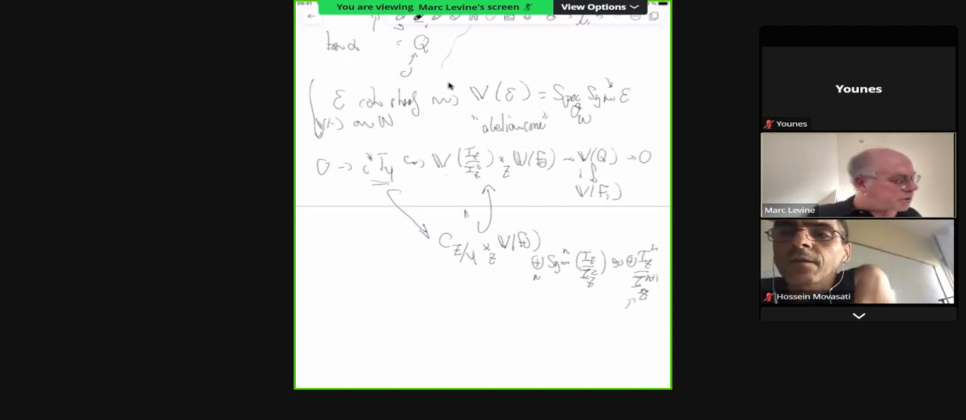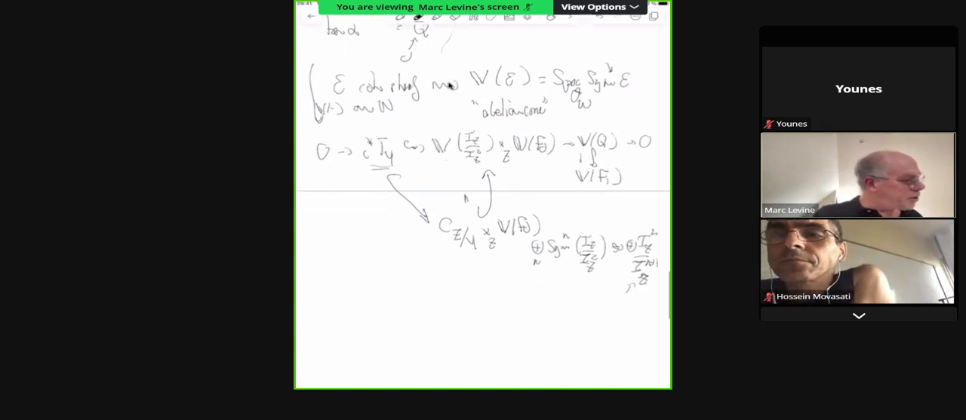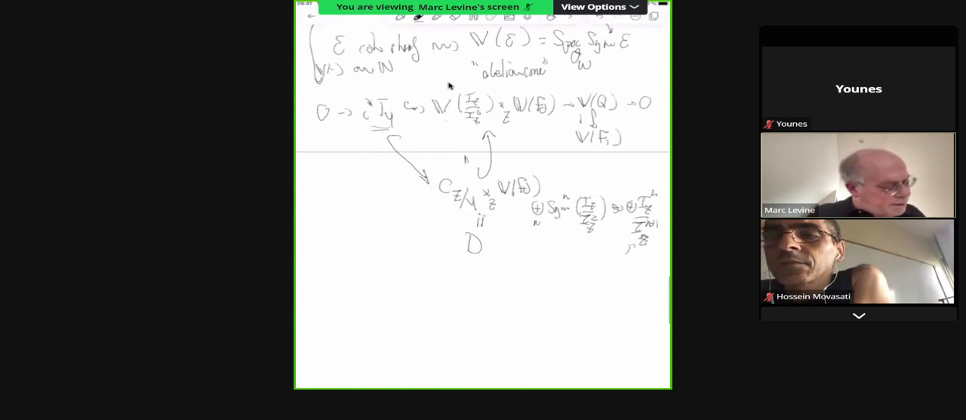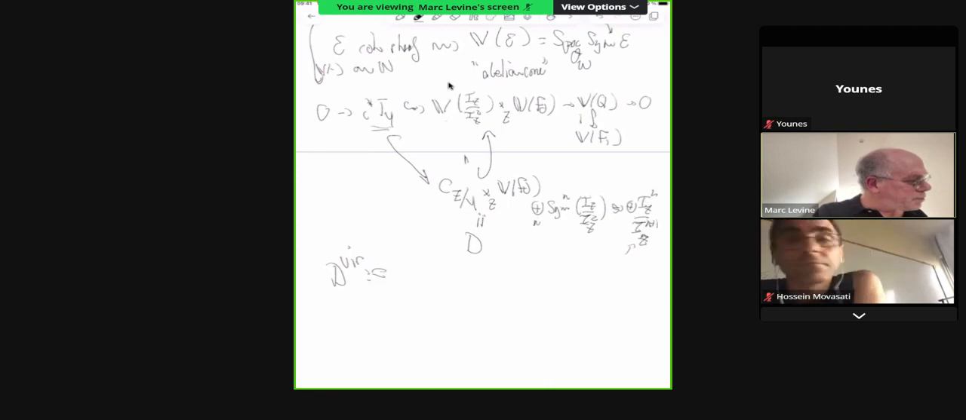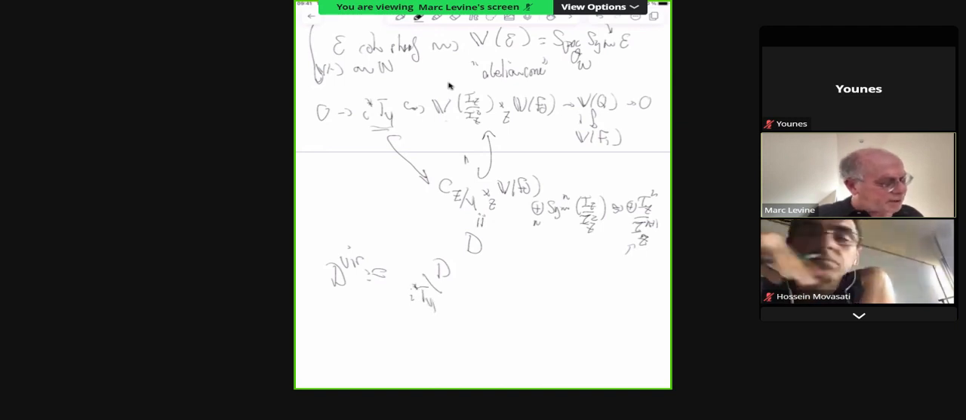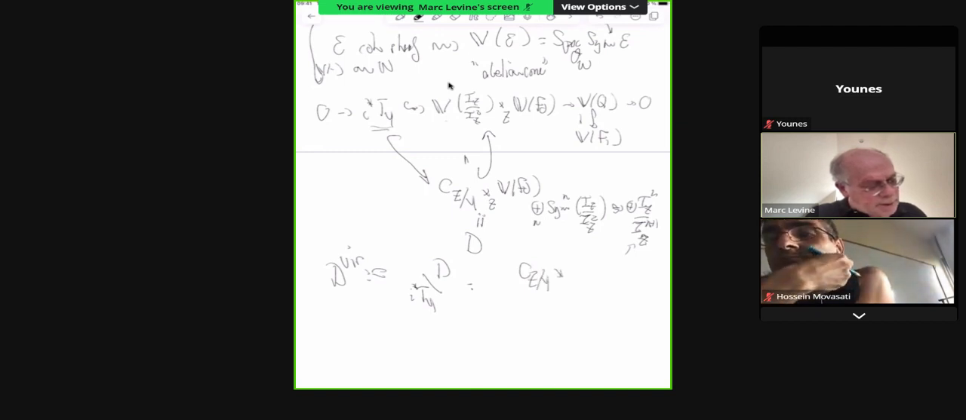So you can then take quotients. So what does this do? Let's call this product here D, and we define D ver to be this D modulo this sub-vector bundle, this thing here. So you take this cone, cross with this vector bundle, and then mod out by the sub-bundle i star of T_Y.